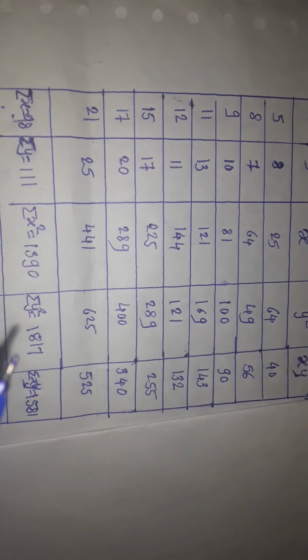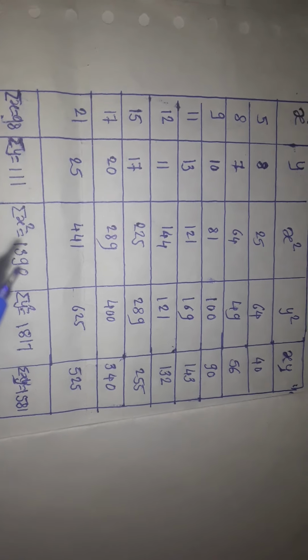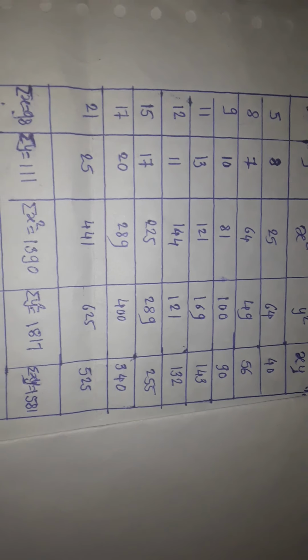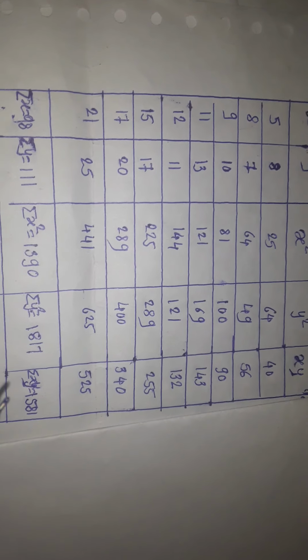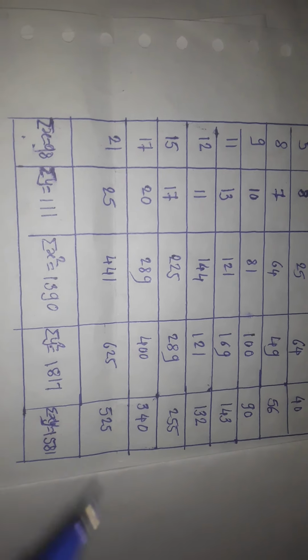Summation x square is equal to 1319. Summation y square is equal to 1817. Summation xy is equal to 1581.